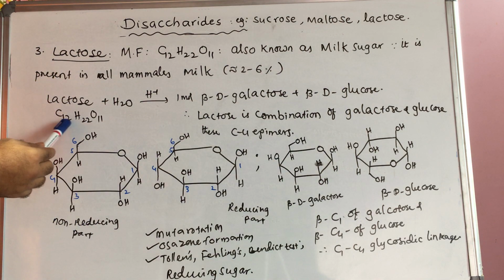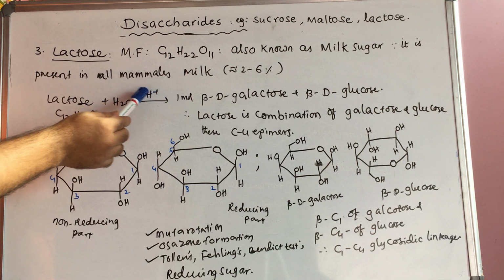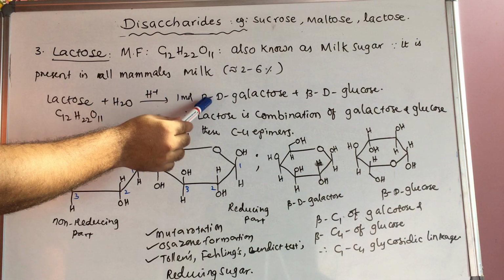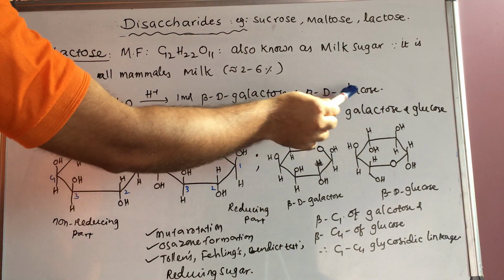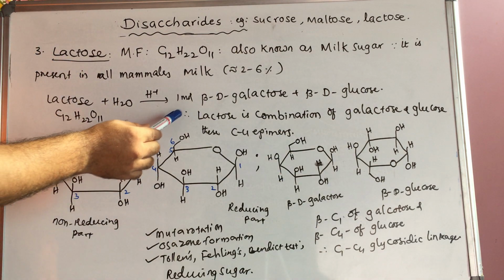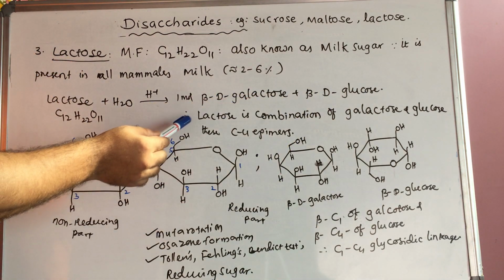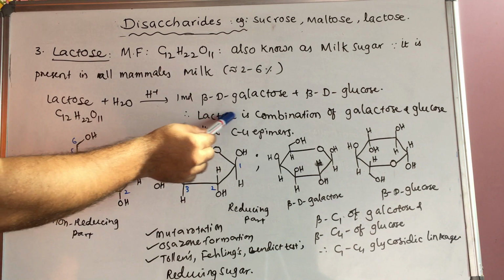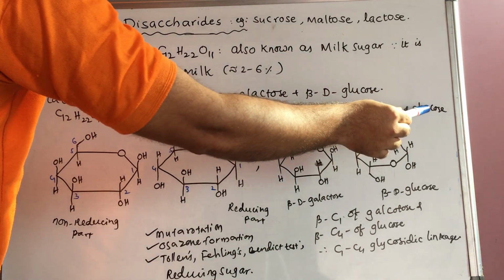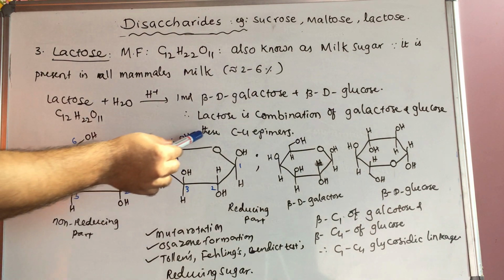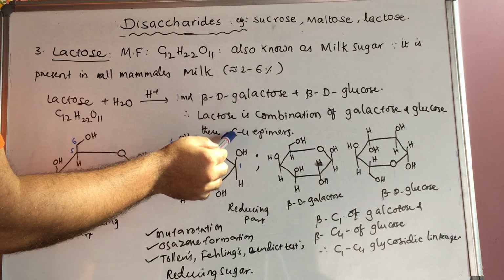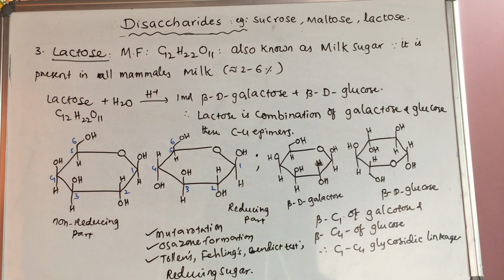Lactose molecular formula is C12H22O11. On acidic hydrolysis, it gives 1 mole of beta D galactose and 1 mole of beta D glucose. Based on this reaction, we conclude that lactose is a combination of galactose and glucose. And this galactose and glucose are C4 epimers. What are epimers? Diastereomers which differ in configuration at only one stereogenic carbon.